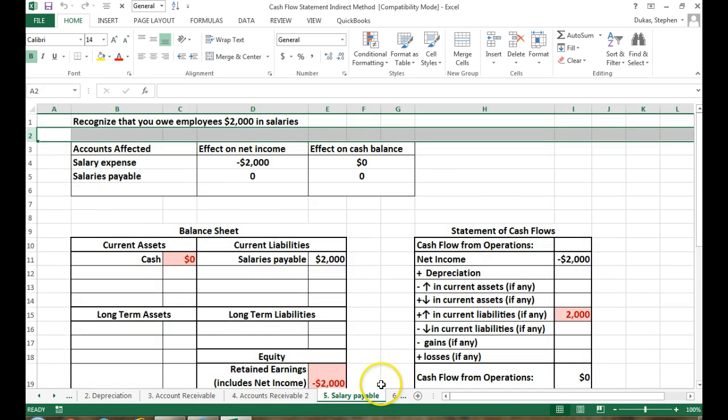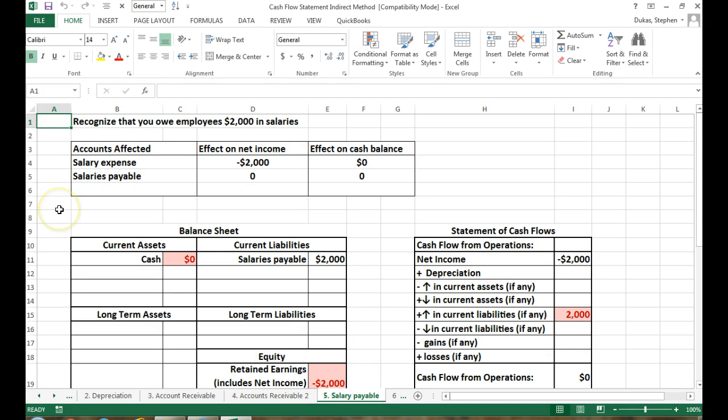All right, now let's look at current liabilities. In this case, we're recognizing that we owe employees $2,000 in salaries. The debit is to salary expense. The credit is to salaries payable. Notice no cash has transpired.